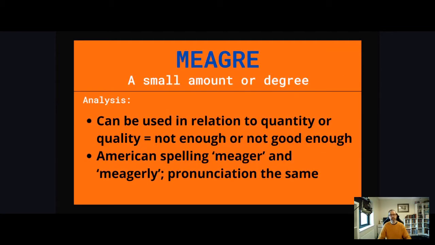Our next word is meager. This is a small amount or degree of something. This can be used in relation to quantity or quality. So it can be not enough of something or something that is not good enough. The American spelling, meager with an ER, and meagerly, ERLY. The pronunciation is exactly the same.